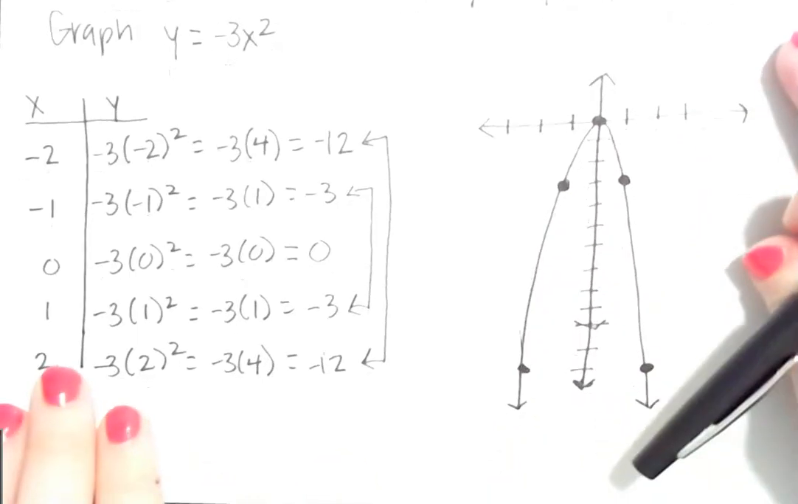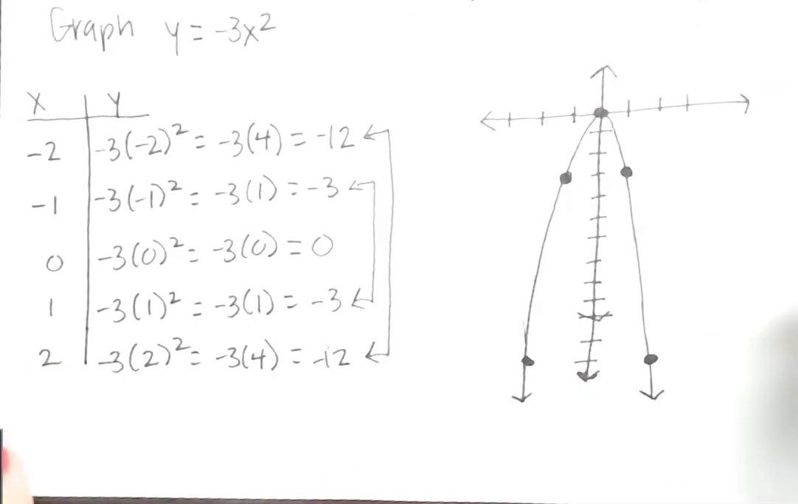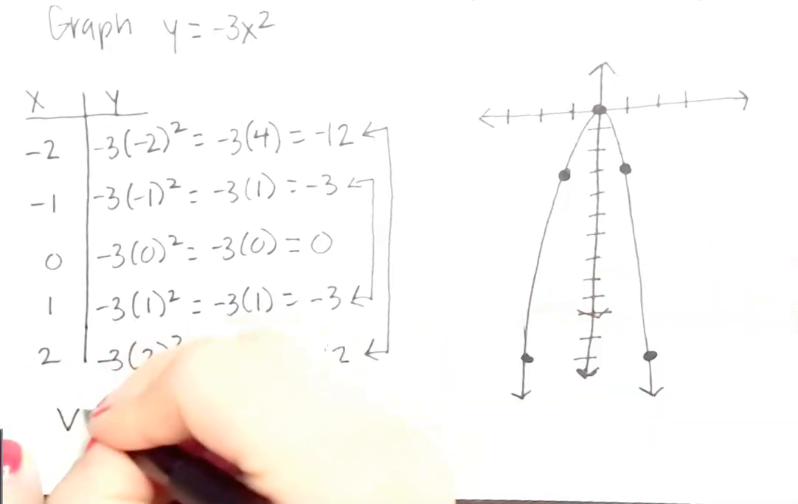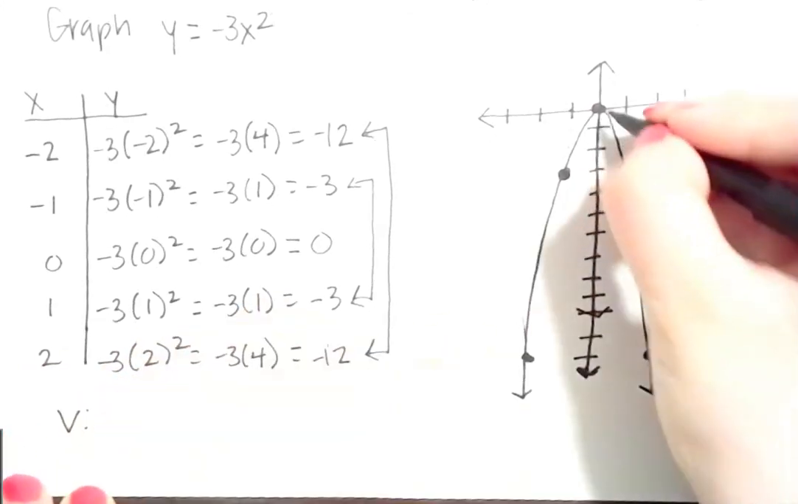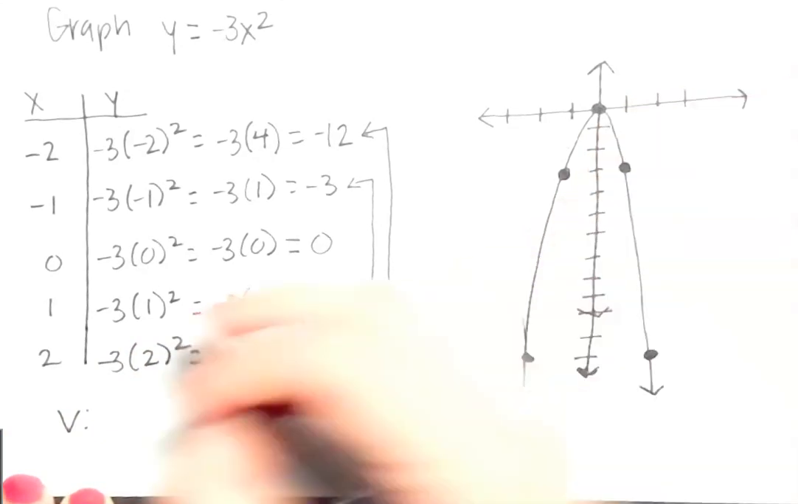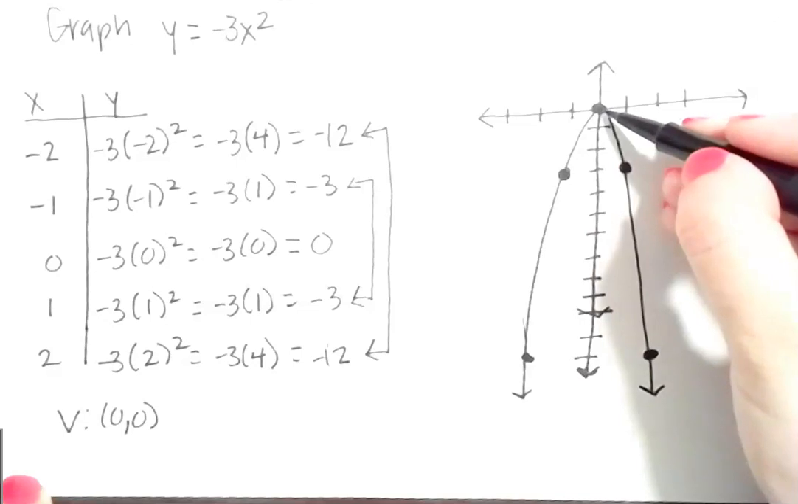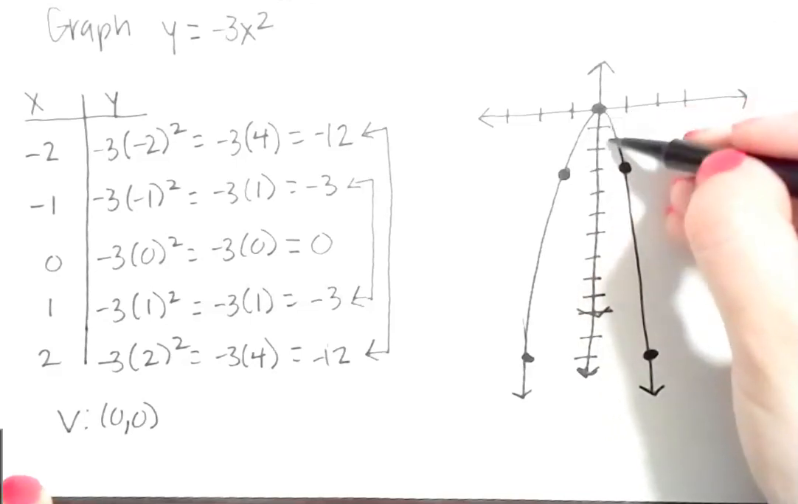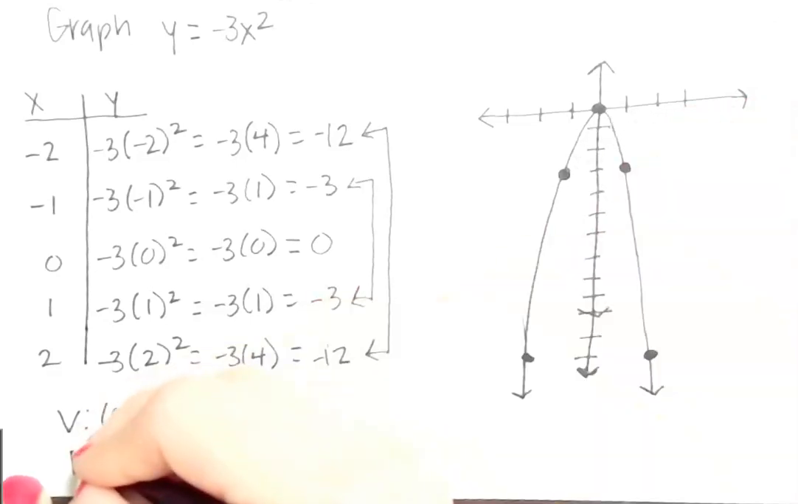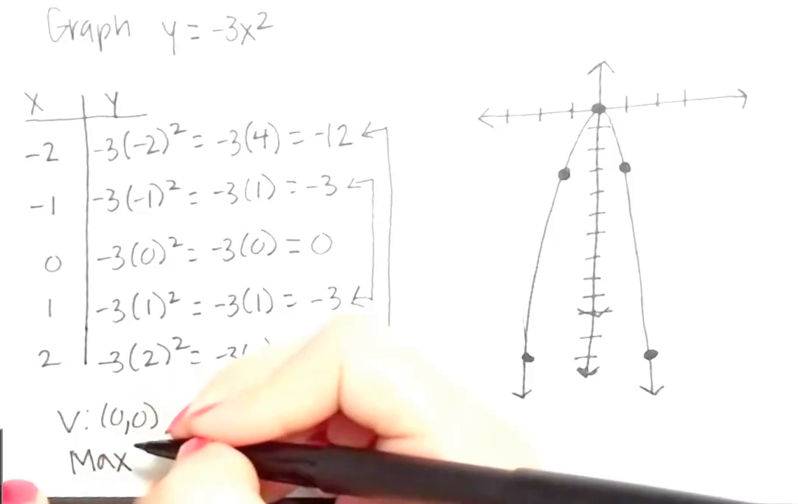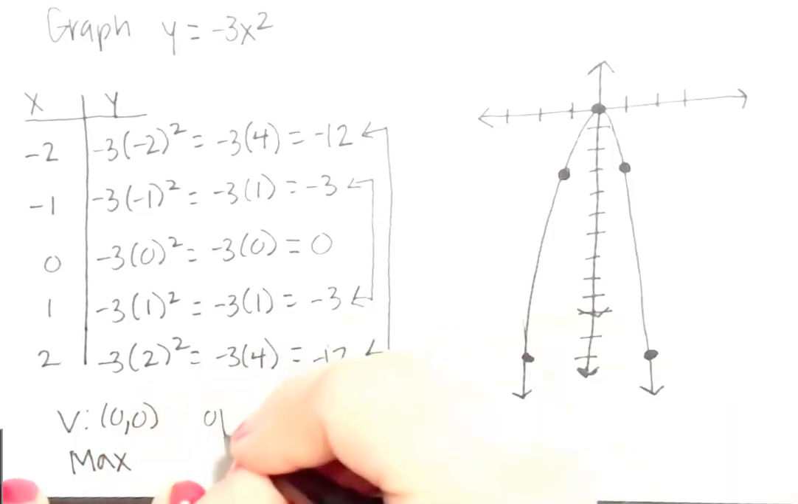Okay, now let's take a minute to answer our questions. So our vertex is 0, 0. It's the turning point of our graph. This would be a maximum point, right? There's nothing greater than that. It's a max.